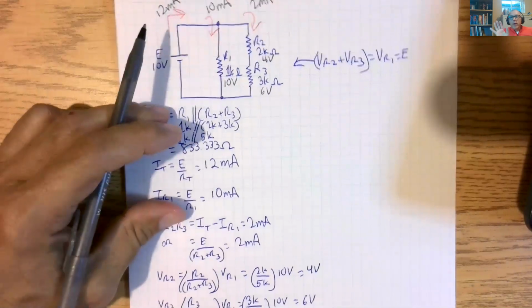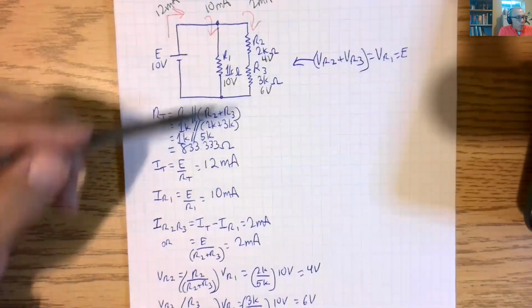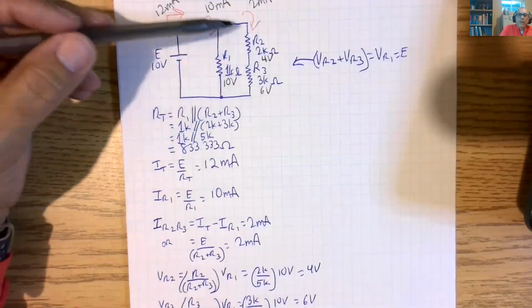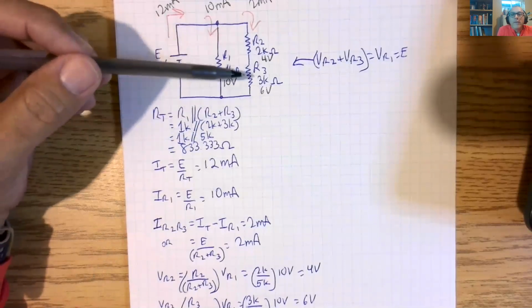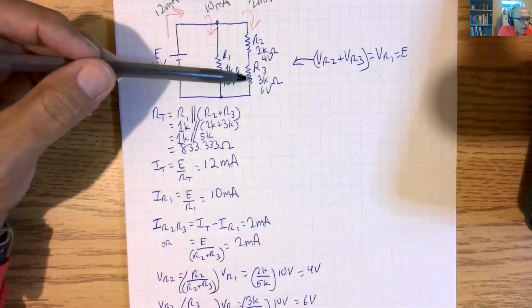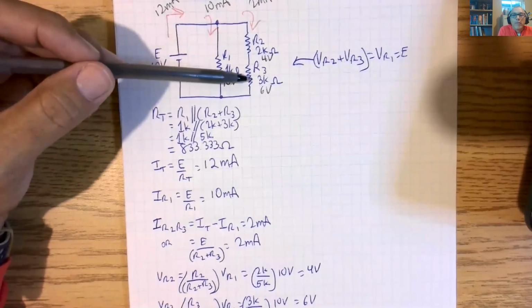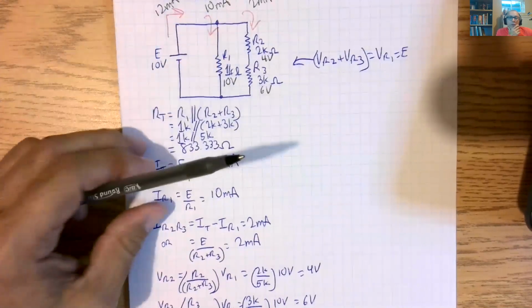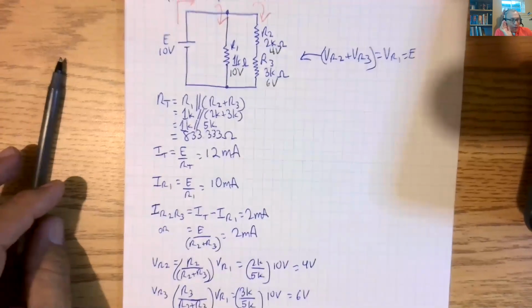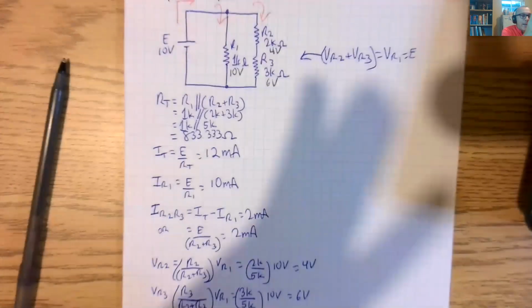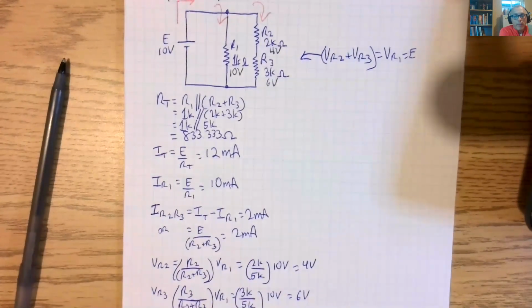A few things to recognize here. One is that 4 plus 6 equals 10, so Kirchhoff's voltage law works here. And we also see these are in series. R3 is 1.5 times greater than R2, and VR3 is 1.5 times greater than VR2. All of these rules that we've been doing, Kirchhoff's voltage law, Kirchhoff's current law, voltage divider, current divider, Ohm's law, everything is coming up in a big ball in this unit.